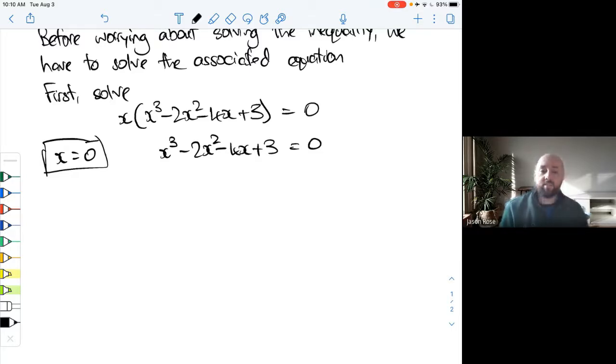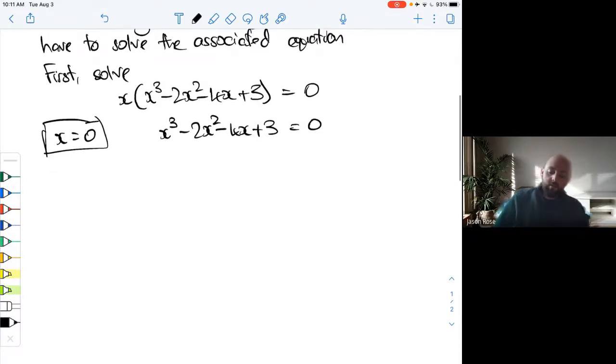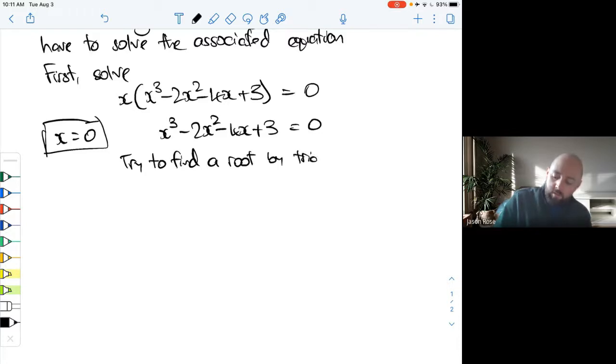let's test some solutions in here to find one, and then once we found the root, that means we know a factor, and we can do long division and solve the equation that way. Okay, so next step is to try to find a root by trial and error. So let's try x equals 1. 0 clearly doesn't work, so let's start with 1.